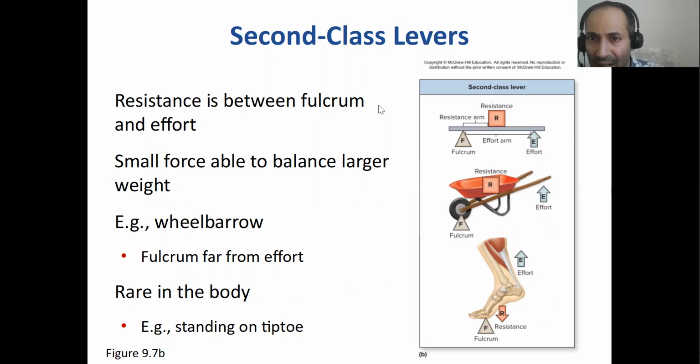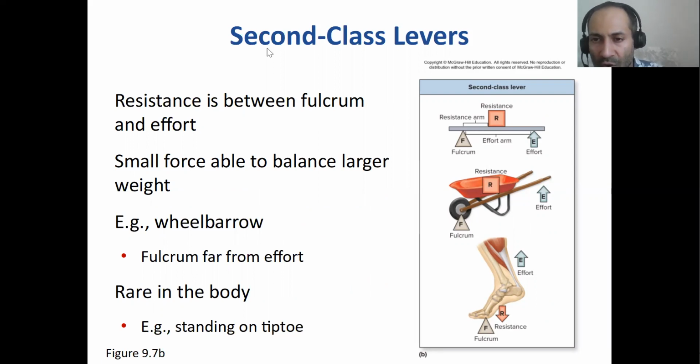An example of a second-class lever is what you see here in terms of a wheelbarrow, okay? And in wheelbarrows, of course, you have the effort, the weight that you lift up here, the resistance is the weight within, and the fulcrum is in the front.